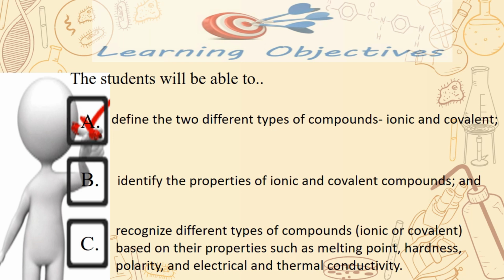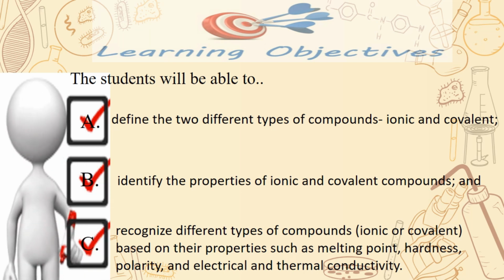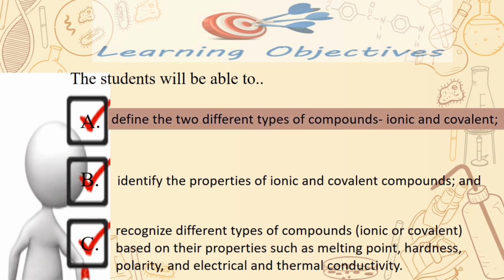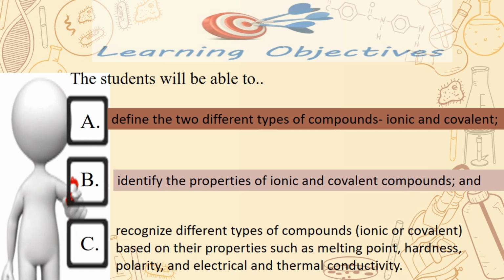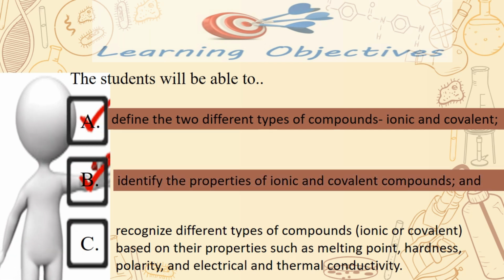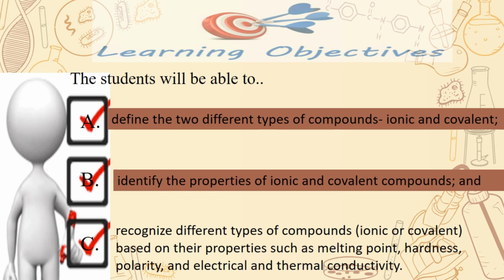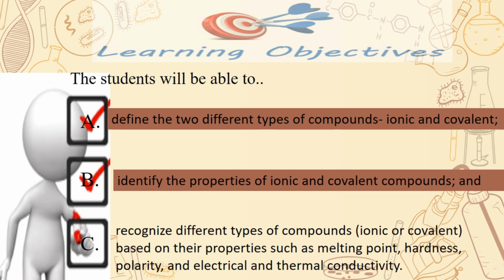Our learning objectives today: the students will be able to, letter A, define the 2 different types of compounds, ionic and covalent. B. Identify the properties of ionic and covalent compounds. And C. Recognize different types of compounds, ionic or covalent, based on their properties such as melting point, hardness, polarity, and electrical and thermal conductivity.